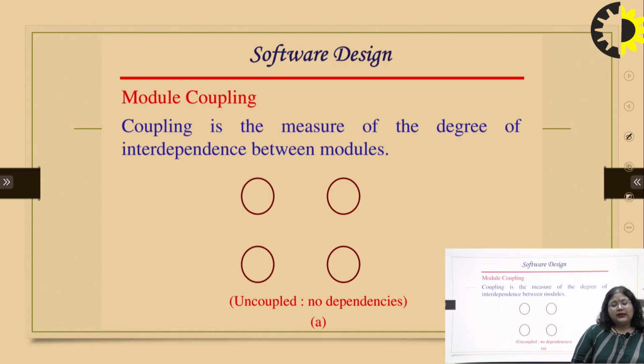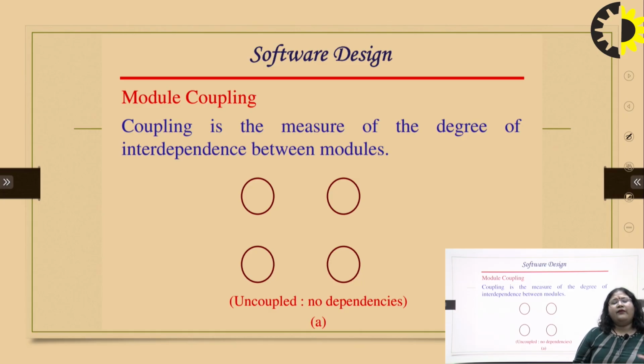Now this is the concept of coupling and cohesion. In this lecture I only define what coupling and cohesion are. In the next lecture we will define the types of coupling and the types of cohesion. So what is coupling and cohesion? Coupling means we have to couple something. That means the interdependency between the modules.